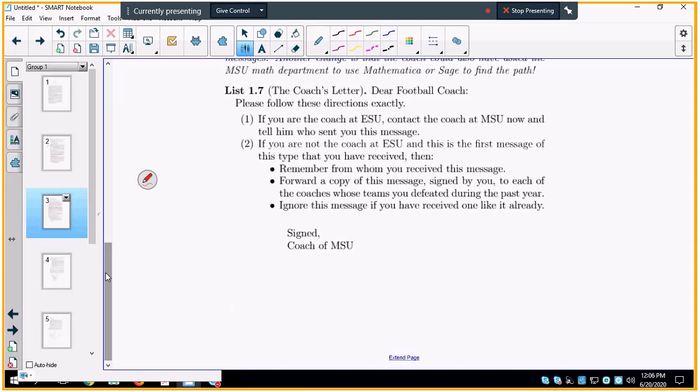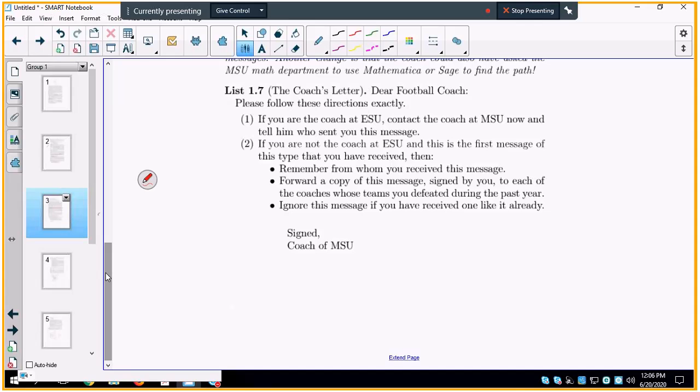So this is the coach's letter. He says, "Dear football coach, please follow these directions exactly." So this, you can think about forming the algorithm of talking to the computer. Try to translate this in your head. So the coach says, "If you are the coach at ESU, contact the coach at MSU now and tell him who sent you this message." So that's like telling the computer, if it found the path, then it should spit out the information to you.